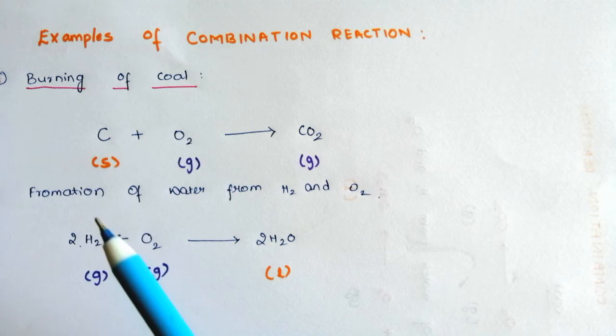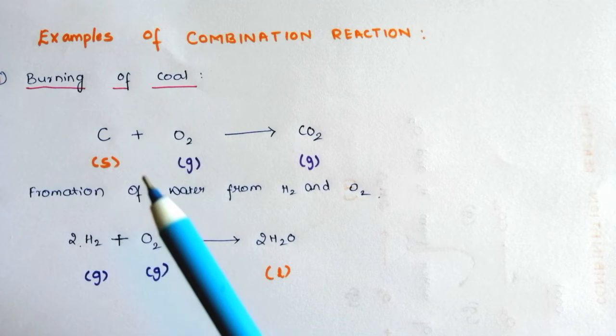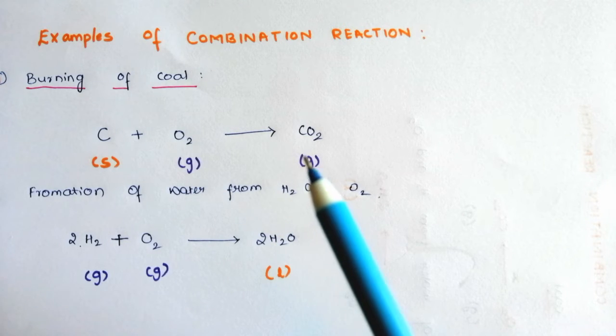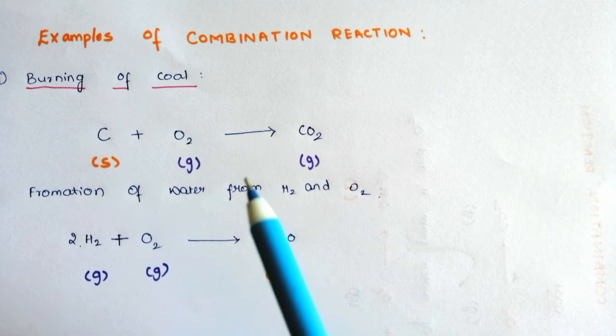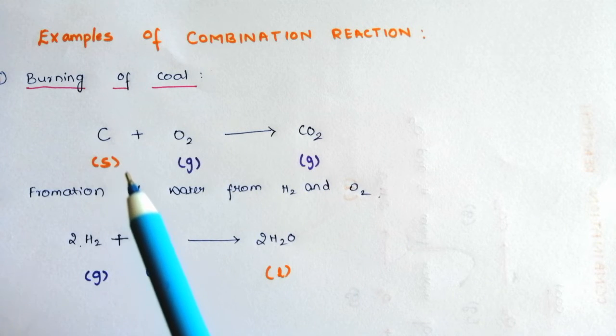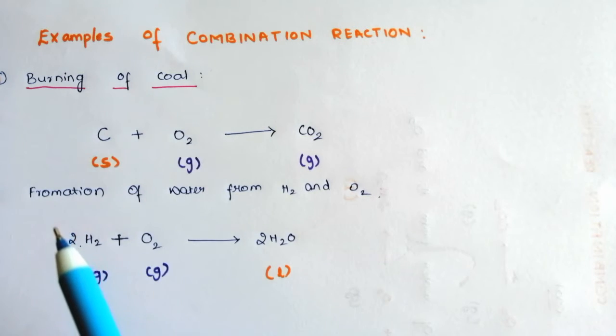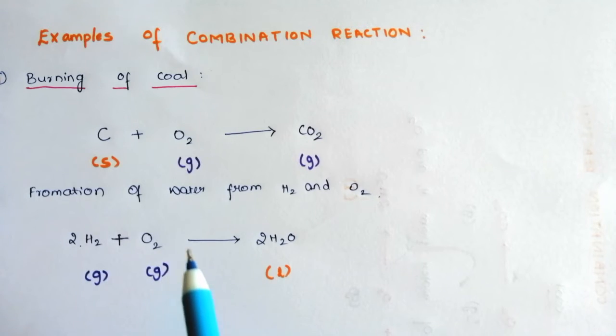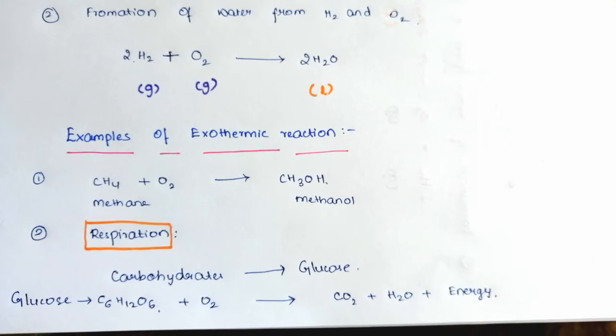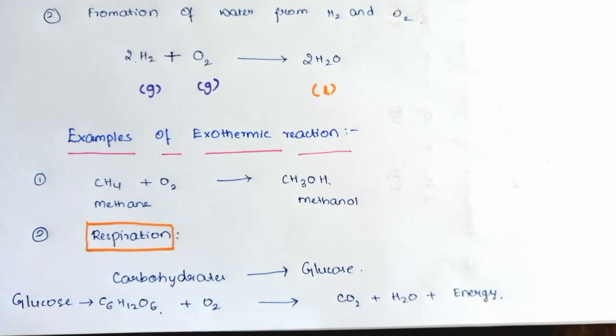If you take coal, which is in solid state, and burn it, it reacts with oxygen present in the air to form carbon dioxide. I have denoted the physical states here: oxygen and carbon dioxide are in gaseous state while coal is in solid state. Another example is formation of water from H2 and O2. That is, 2H2 reacts with O2 to form 2H2O. Here also hydrogen and oxygen are in gaseous state and water is in liquid state. As discussed previously, a combination reaction like this is an exothermic reaction, that is, heat is released in the reaction.